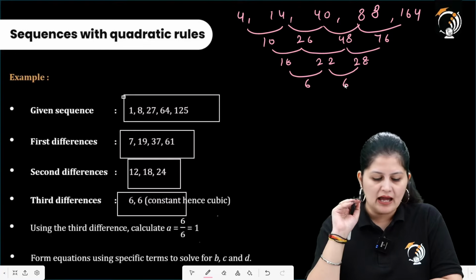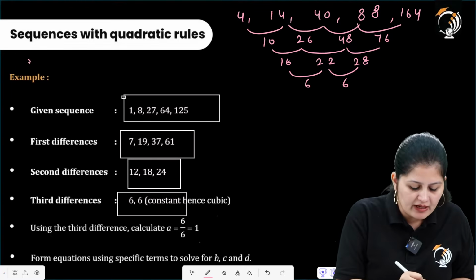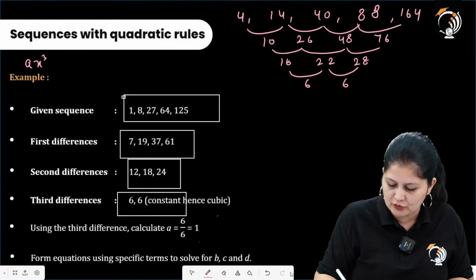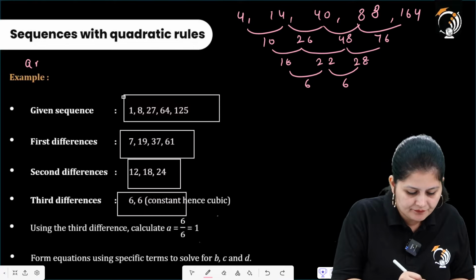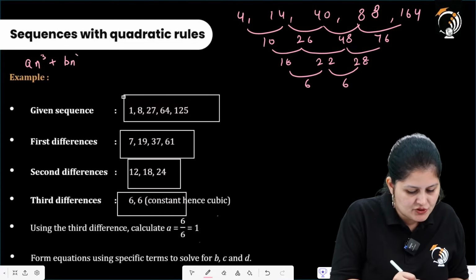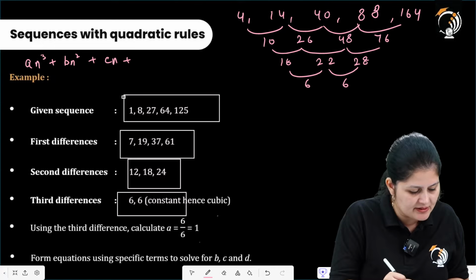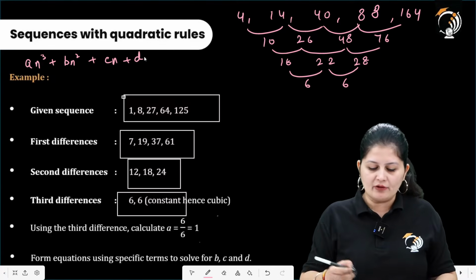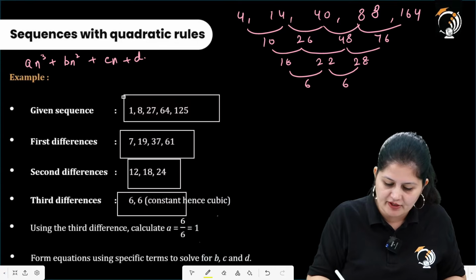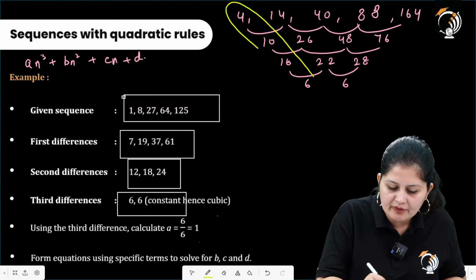Understood? Now, as we know that the general formula for writing this is an cube plus bn square plus cn plus d. Correct? So, here we are going to take the first row, this particular row.